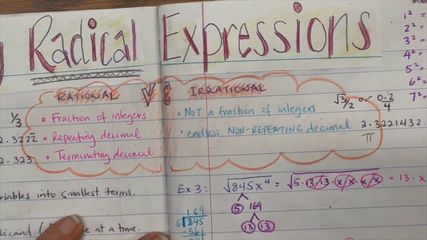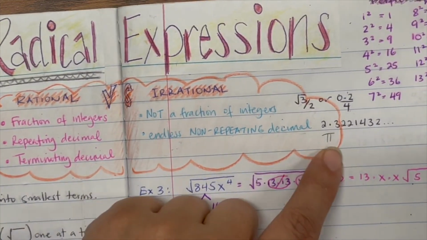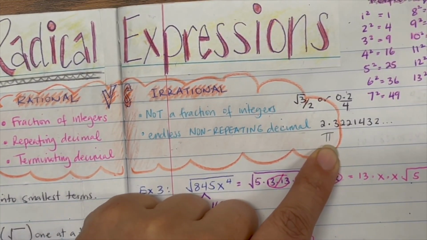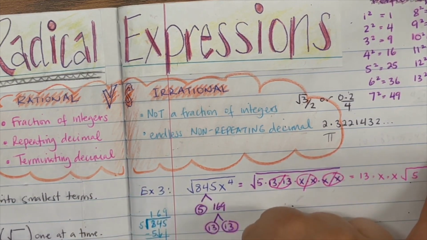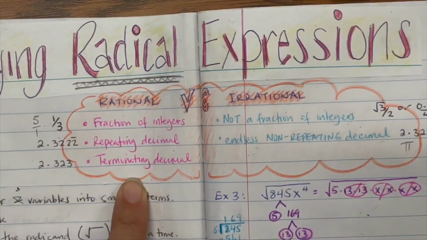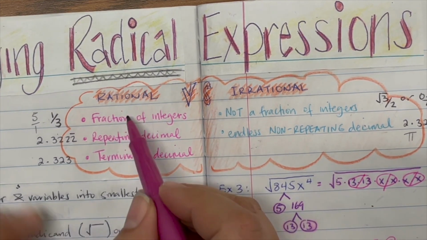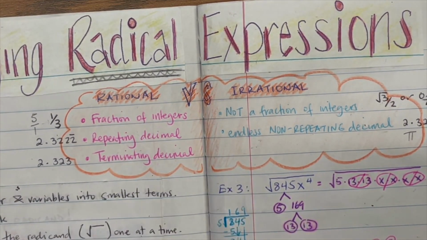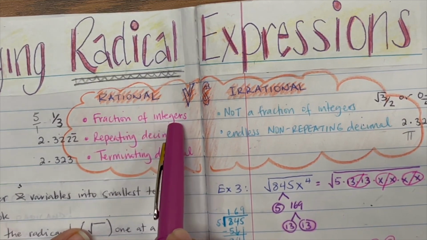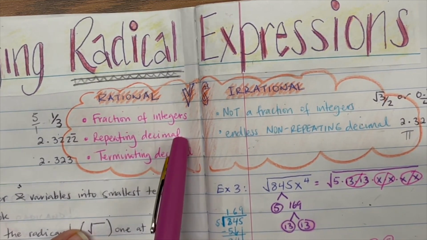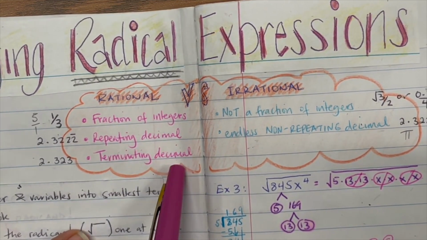If it goes on forever, it is not terminating, like pi. Pi is 3.14, and so on, going on forever, it doesn't terminate. So once again, in order for it to be rational, these 3 things, all 3 things must be true. It can be written as a fraction of integers, it can be written as a repeating decimal, or it can be written as a terminating decimal.